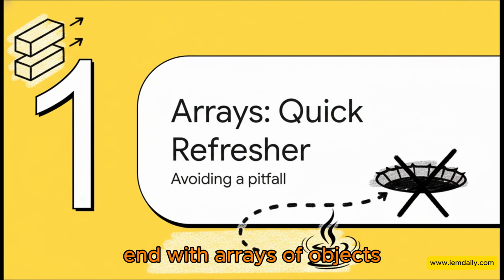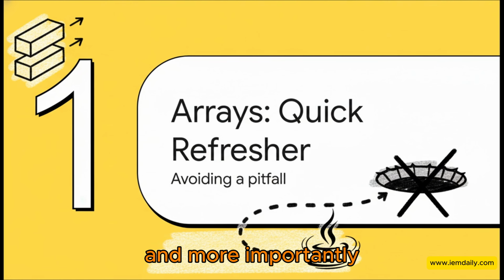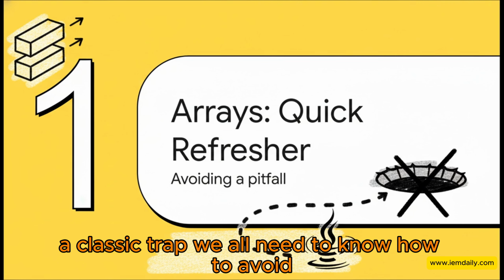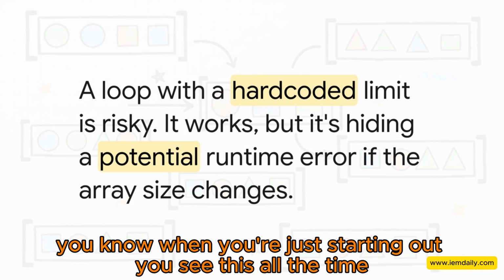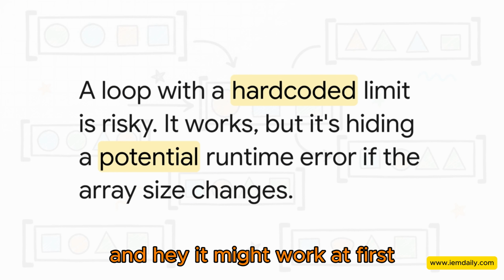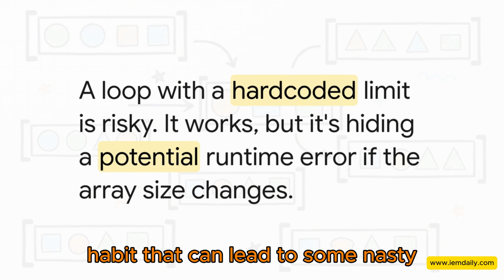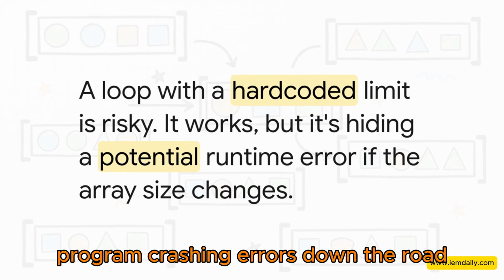Before we jump into the deep end with arrays of objects, let's do a quick review of a basic array concept, and more importantly, a classic trap we all need to know how to avoid. You know, when you're just starting out, you see this all the time. We write these neat little loops with a hard-coded number, like 7, as the limit. And hey, it might work at first, but this is a really risky habit that can lead to some nasty program-crashing errors down the road.